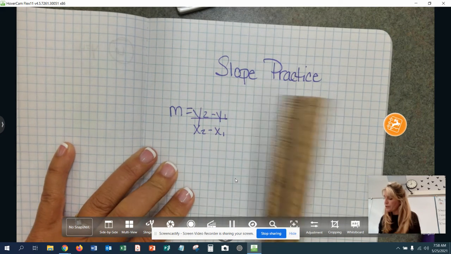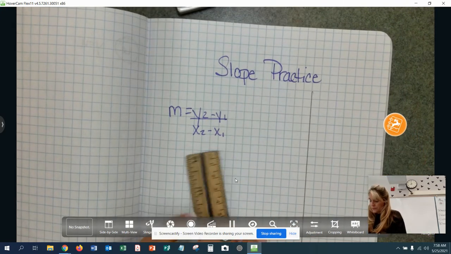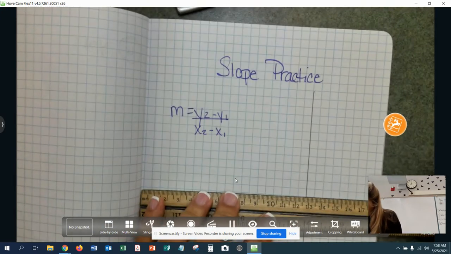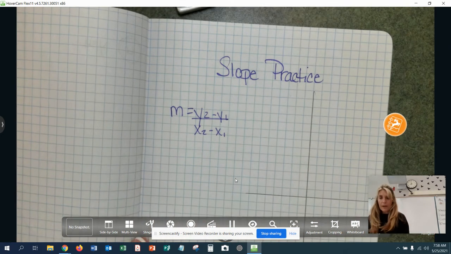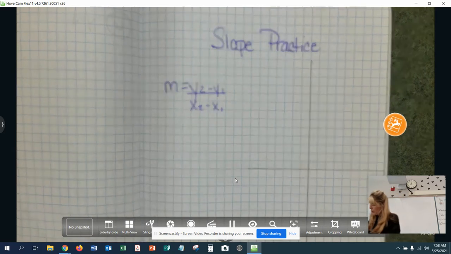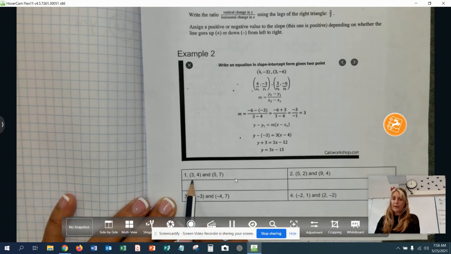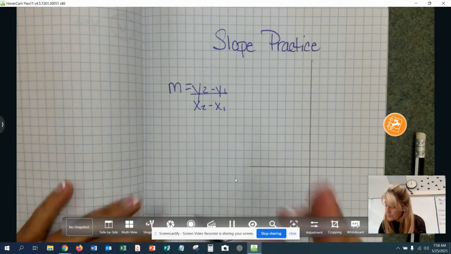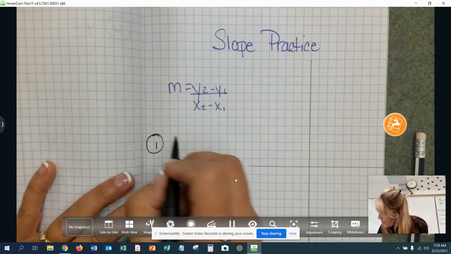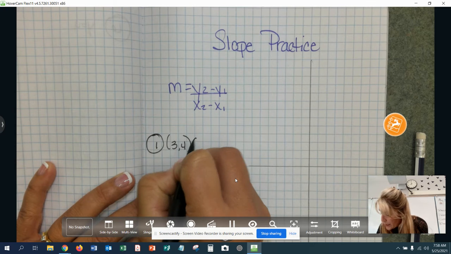All right, I'm actually going to draw a line here and here. So we have a little graph over to our right. All right, so we've got that. So on number 1, we have ordered pairs 3 and 4, and then 5 and 7. So for number 1, number 1 is 3, 4, and then 5, 7.